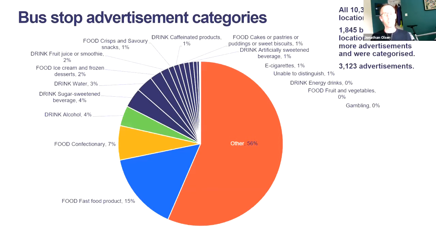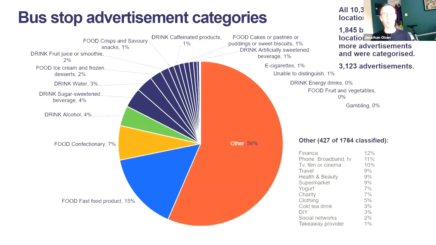So we can see 56% were other in terms of our rating questionnaire, and shortly I'll explain what those other categories are, so you can understand what else is being advertised there. But in terms of unhealthy food and drink products, the unhealthy commodity advertising, 15% of all bus stop locations contained a fast food product, 7% were confectionery, 4% alcohol, and 4% sugar sweetened beverages. So you can see 15% were fast food. That was the majority of the category for the unhealthy commodity advertising.